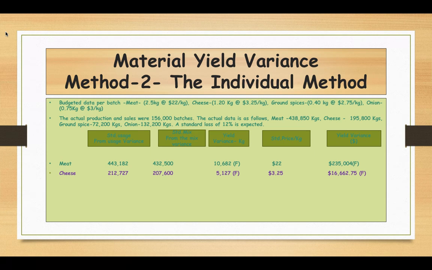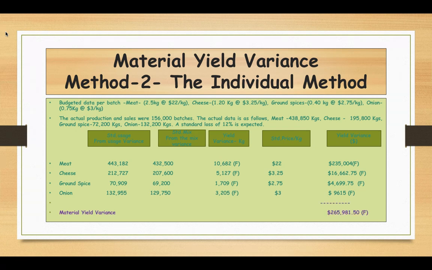favorable. If you do the same for cheese, you will get $16,662.75 favorable, and for the ground spice, $4,699.75 favorable. And so as the onions, we will get $9,615 favorable. So the material yield variance is $265,981.50. There might be a slight rounding up difference, which is fine. So again, if you cross-check both, your yield variance plus your mix variance must be equal to your usage variance.